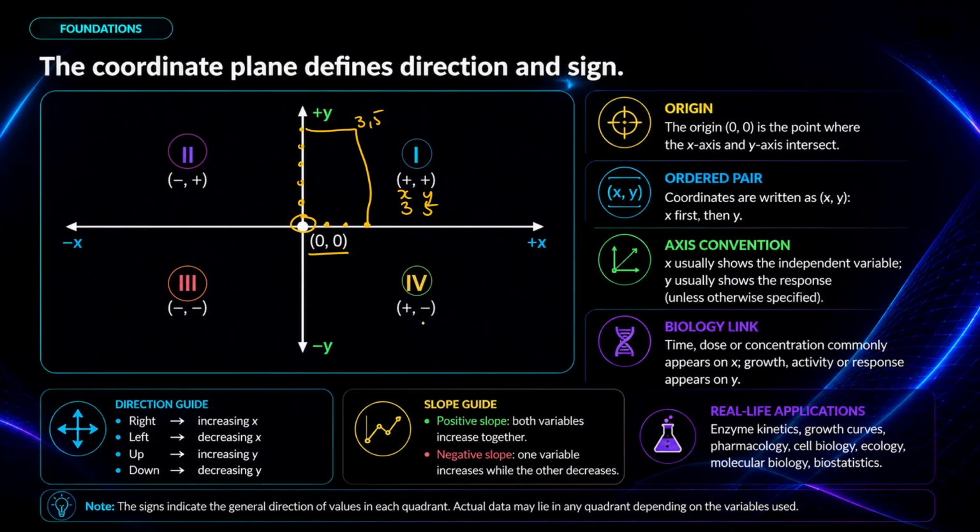To remember the directions, moving right means x is increasing, moving left means x is decreasing. Similarly, moving up means y is increasing, while moving down means y is decreasing. In most biological graphs, the x represents the independent variable such as time, dose, or concentration. The y-axis usually represents the dependent variable such as growth, enzyme activity, or response.